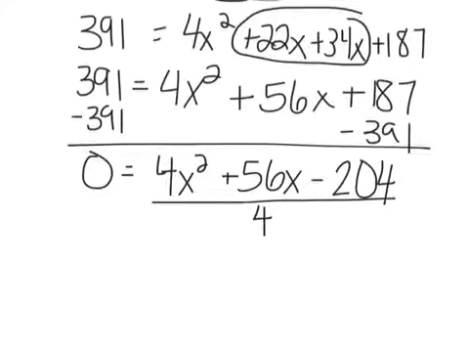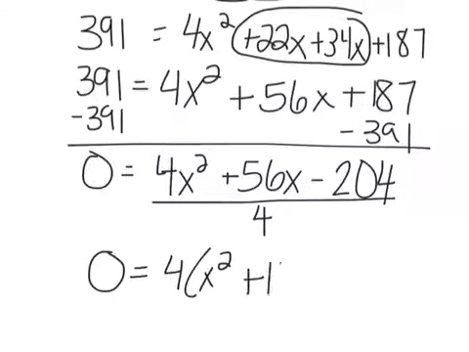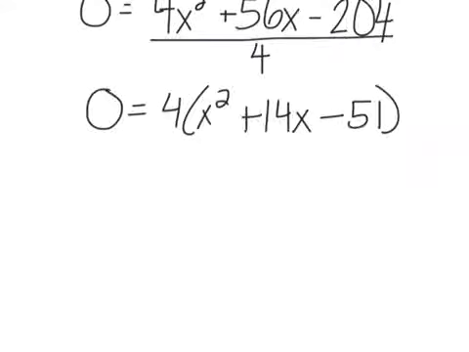Okay, so when I factor out a 4, I actually get 0 equals 4 times x squared plus 14x minus 51. Okay, which is still equal to 0, but what that does for me is it gives me a much, much nicer problem to factor.